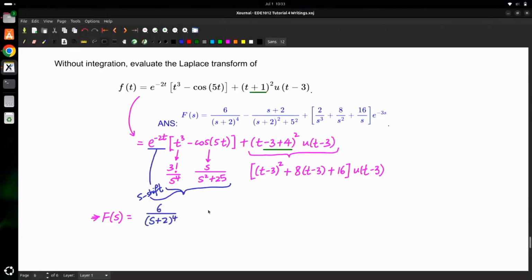That's your first term. Then the same thing applies to the cosine term: S plus 2 over S plus 2 whole thing squared plus 25. So you do the S shift after you Laplace transform. Then the second term, it will be a bracket. The unit step will give you e to the power minus 3S. Then t squared is 2 over S cubed. Then 8t is just 8 over S squared. Then 16, a constant, so k over S, which is 16 over S. That's it, this is the answer.